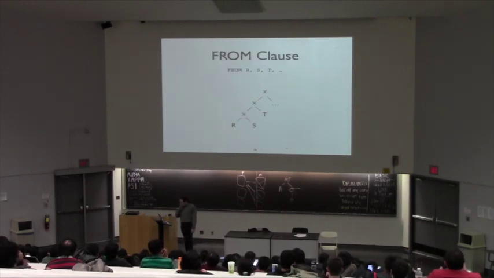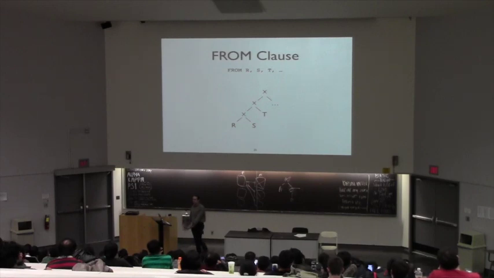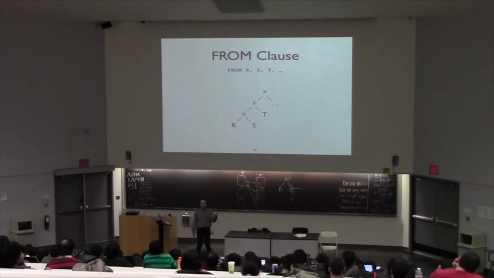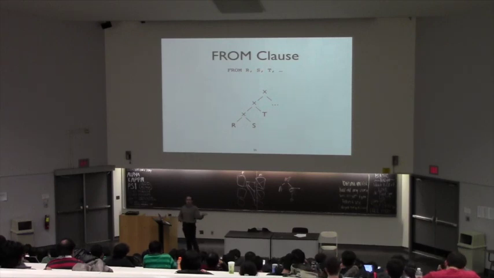So the very base of this is the from clause. The from clause tells you which tables you need to read from, the inputs. Logical starting point. The simple way to do that is to start with cross products. So if I have select from R, comma S, comma T, that basically just boils down to R cross product S, cross product T. Any questions on this? Yes?